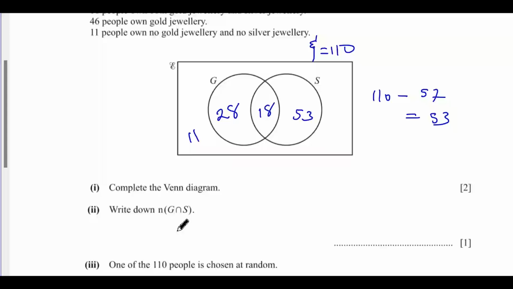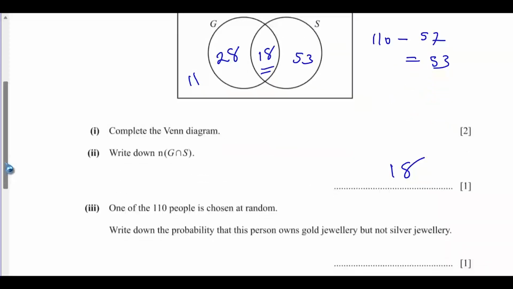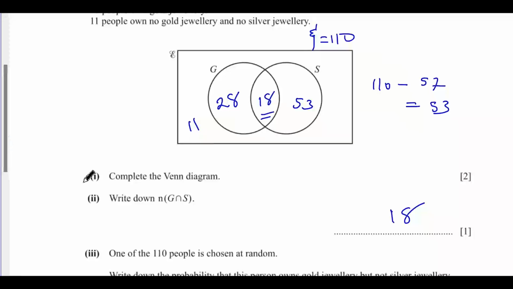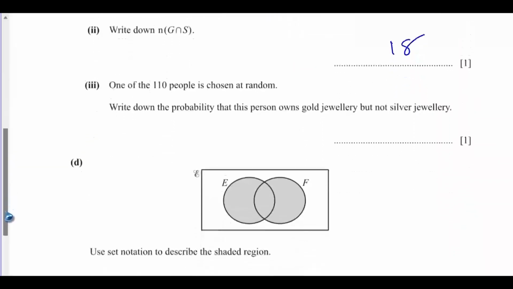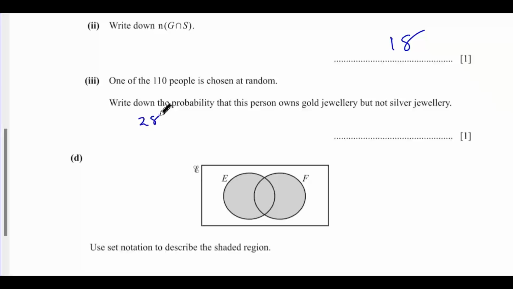Write down the cardinality of G intersection S. It is here, so the answer is 18. Then Roman figure 3. One of the 110 people is chosen at random. Write down the probability that this person owns gold jewelry but not silver jewelry. That is gold only over total. Gold only is 28, so that will be 28 out of total 110, and if you reduce it, that will give you 14 over 55.